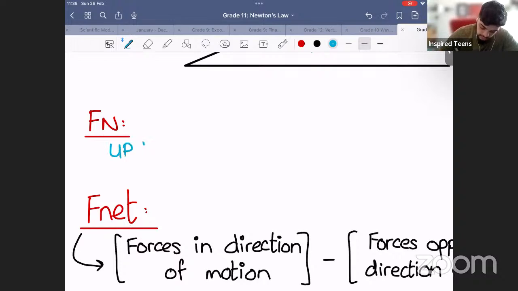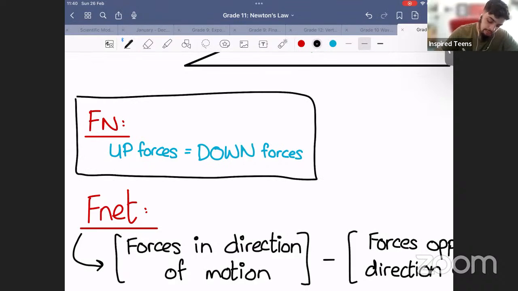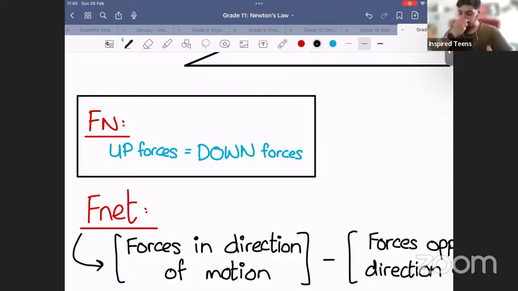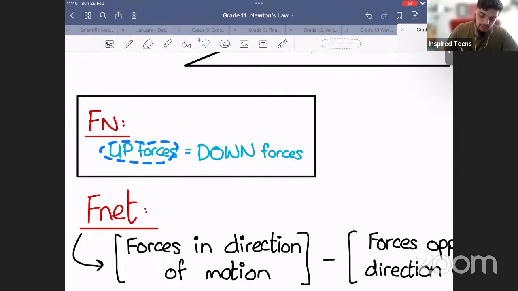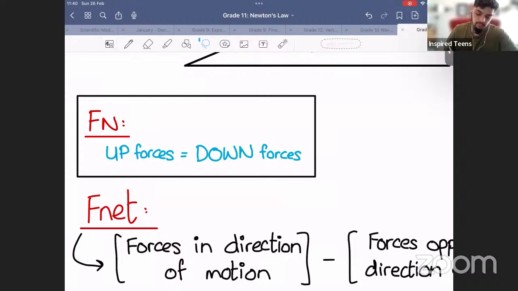Up forces equal to down forces. That's what you need to do. You need to take your up forces and equate them to your down forces. And that is how you calculate Fn, no other way. If you have any other generalizations or shortcuts that your teacher taught you that is not this, take it and throw it in the bin. The way to get Fn 100% of the time is you need to take your up forces and equate them to your down forces.